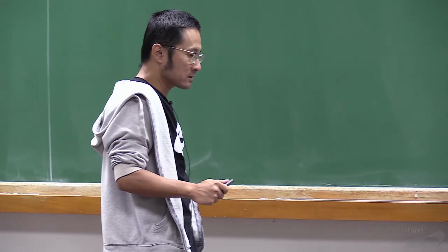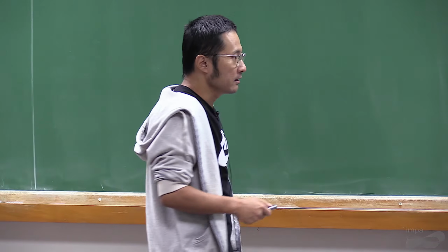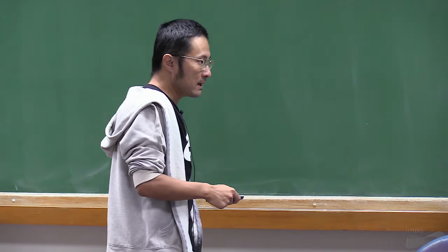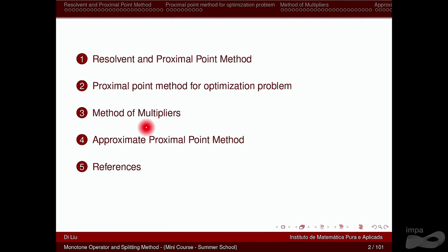In the last class, we introduced the proximal point method, the method of multipliers. It's an application of the proximal point method to the dual problems. And then we introduced three kinds of inexact proximal point method, and we will begin with recalling what we have discussed last class.